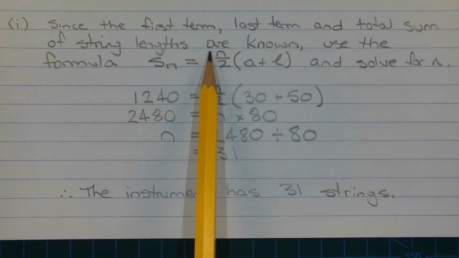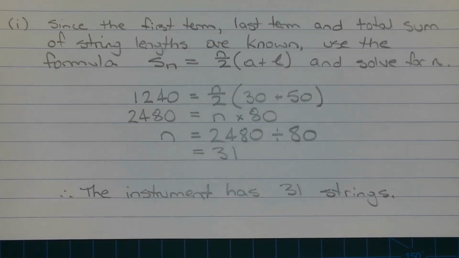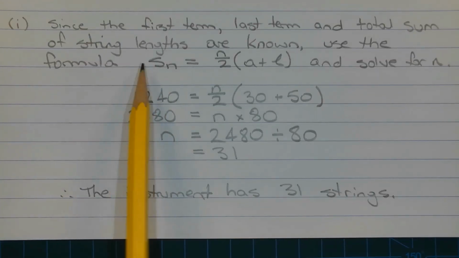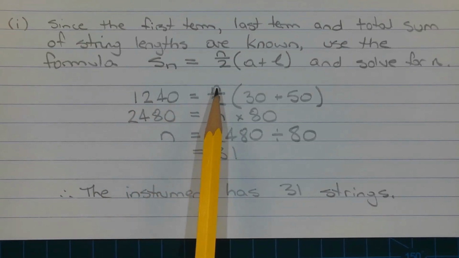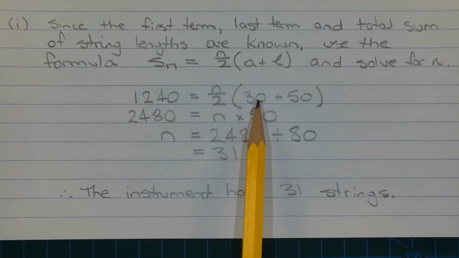Now we're trying to solve for n. A represents the length of the shortest string, which is 30 centimeters, and L represents the length of the longest string, which is 50 centimeters. So substituting in those values for Sn, A and L, we can form this equation. 1,240 equals n over 2 times open bracket 30 plus 50 close bracket.